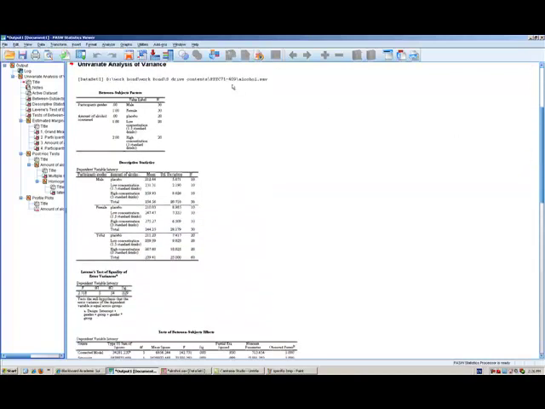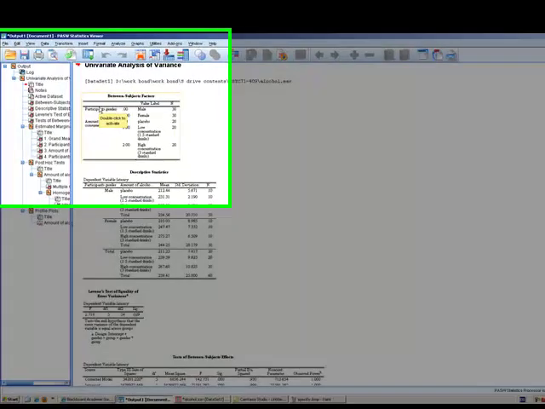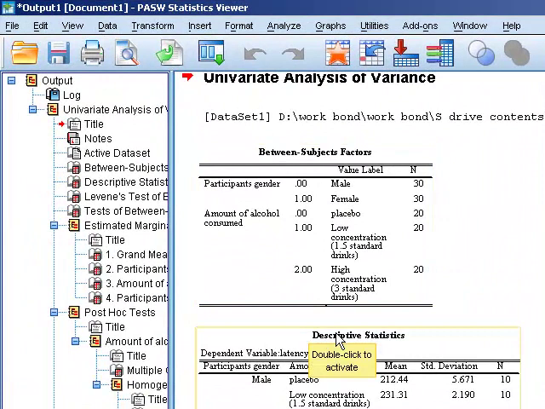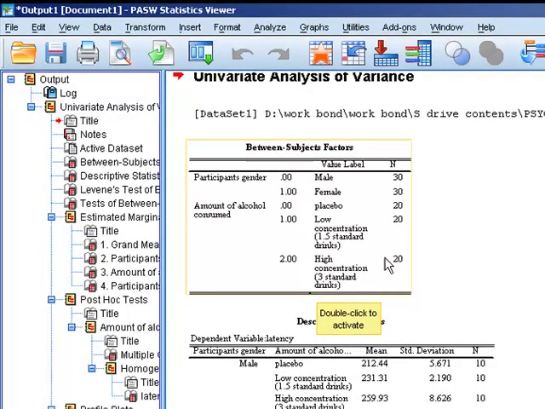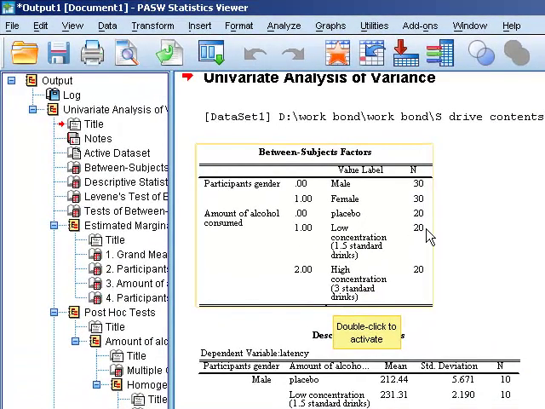Alright. What we can see, again, looking at first of all the between subjects factors, is a specification of the design. We can see here that we have two levels of gender, 0 and 1, that's male and female. See, putting the value labels in makes it clearer to work out what a 0 is and what a 1 is. We've got 30 in each of those groups, and we've got the amount of alcohol consumed. 0, placebo, 1, low concentration, 1.5 standard drinks, 2, high concentration, 3 standard drinks. And we've got 20, 20 and 20, so we've got a balanced design there.